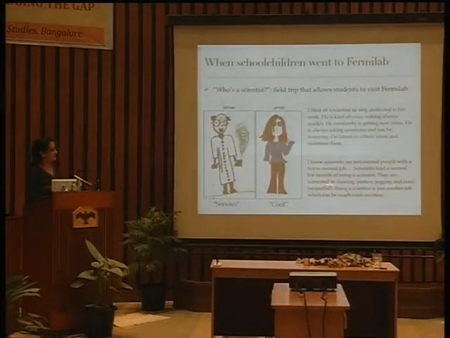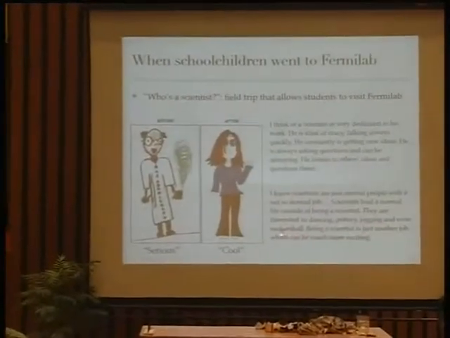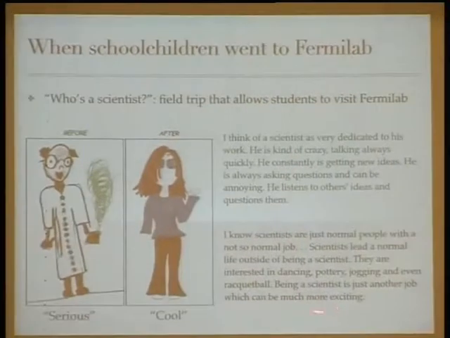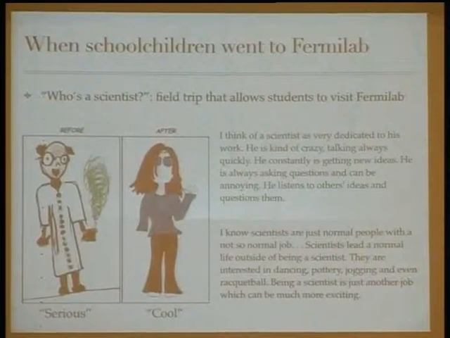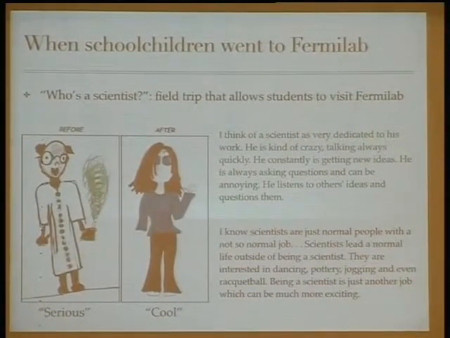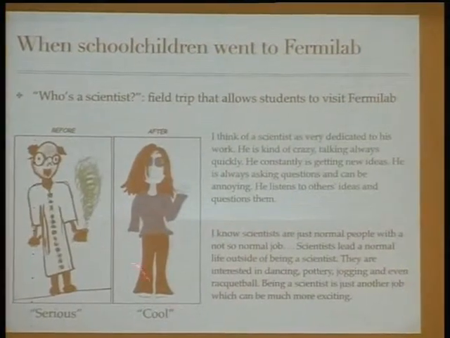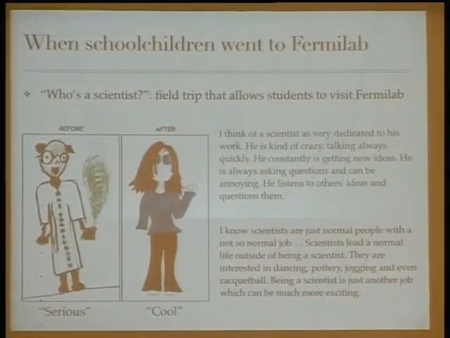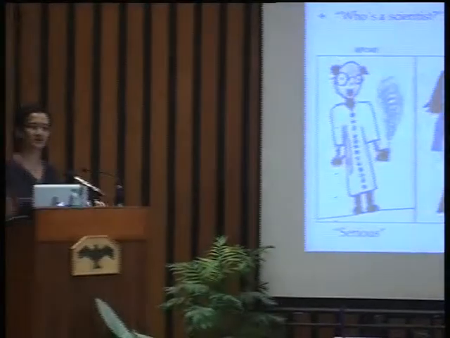Scientists lead a normal life outside of being a scientist. They're interested in dancing, pottery, jogging, and even racquetball. Being a scientist is just another job, which can be much more exciting. It's a complete change in perspective. And I picked a fairly extreme example among the things that the students had written, but the point remains that the general public at large probably thinks of scientists as someone like this, unless there's someone in the family who looks normal like you and me, and they know that, oh, scientists are just normal government employees or whatever.